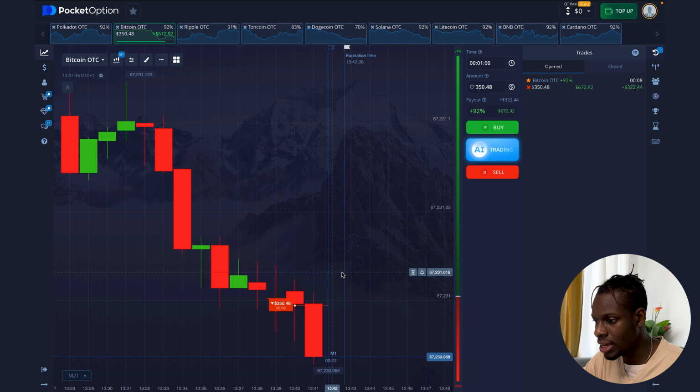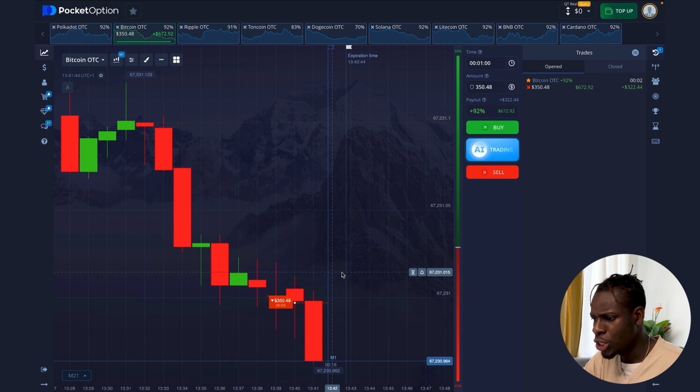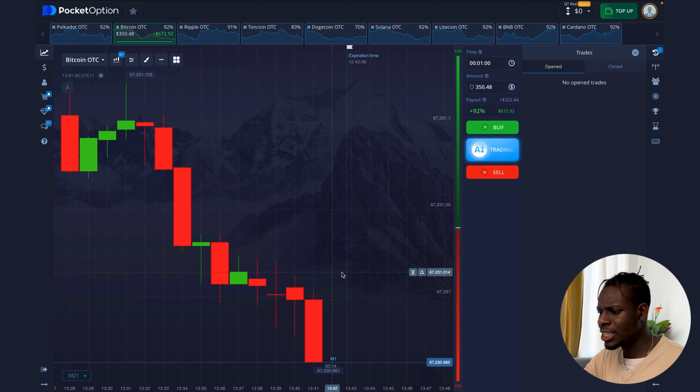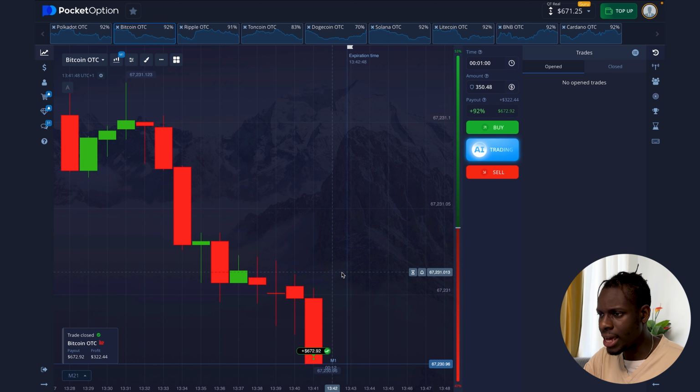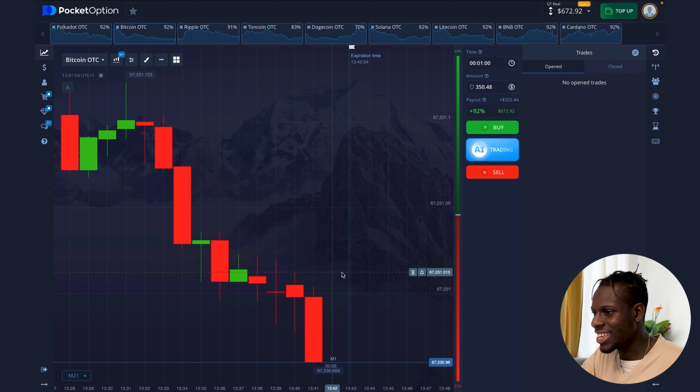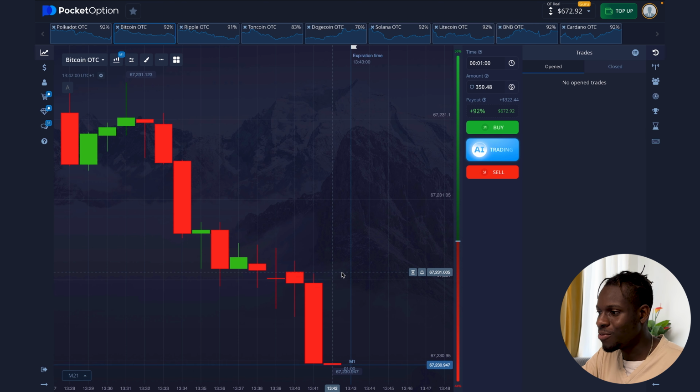This should be a decent close, guys. Couple of seconds remaining. Okay, let's see how this plays out. 5, 4, 3, 2, 1. Yes, baby. Okay. That's what I'm talking about, okay? Okay, I'm sorry for shouting, guys. Anyways, I'm really excited. That was a decent trade. It closed really well. That will be the last trade for today, guys.